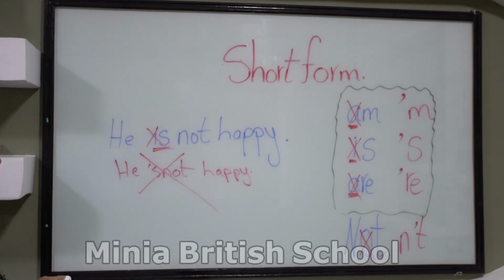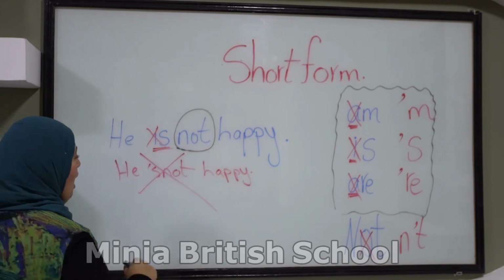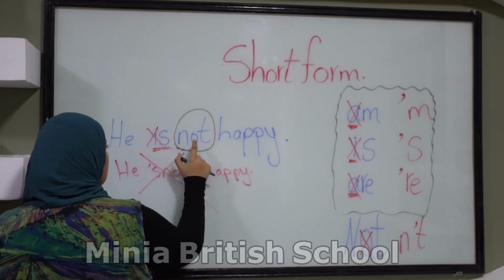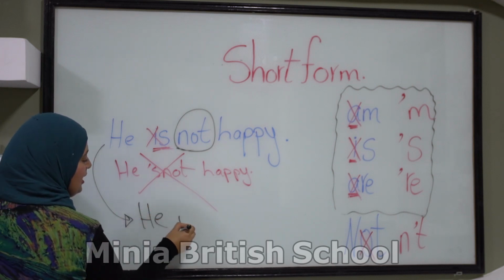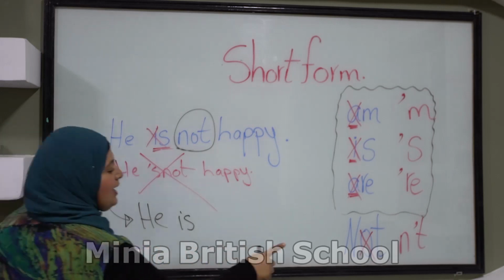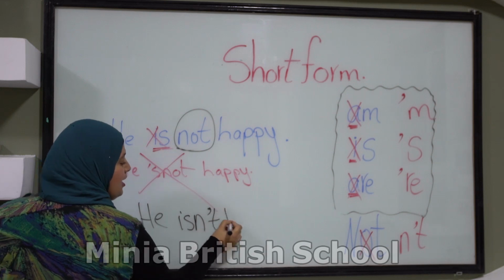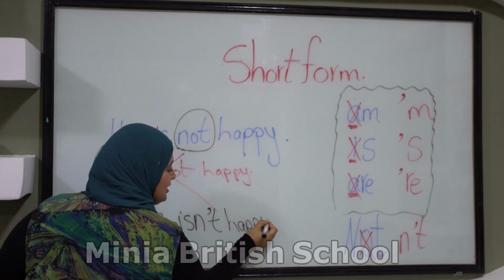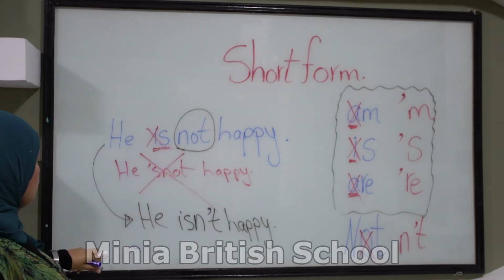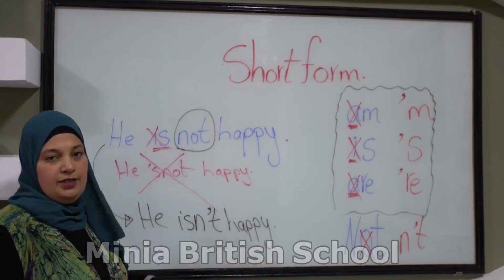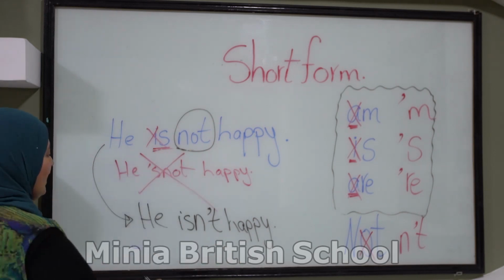Why? Because I have here not. And not is what? Is strong. So, I'll make the short form for is? No, I'll make the short form for what? For not. So it will be he is, and not will be like this. He isn't happy. So let's read. He is not happy. And the short form will be, he isn't happy. Isn't. Is not will be isn't. Okay, let's see another one.